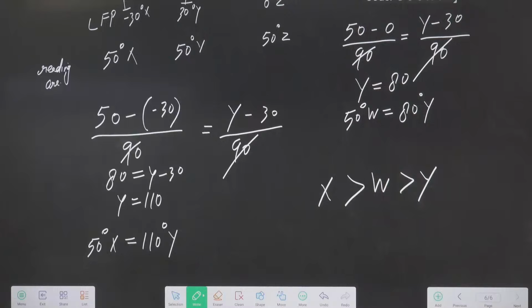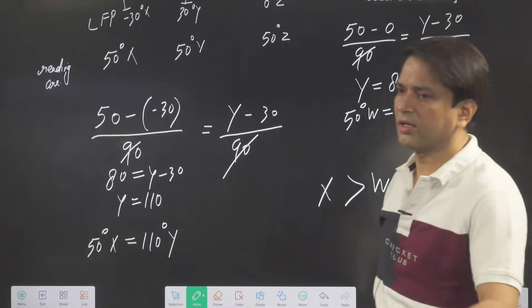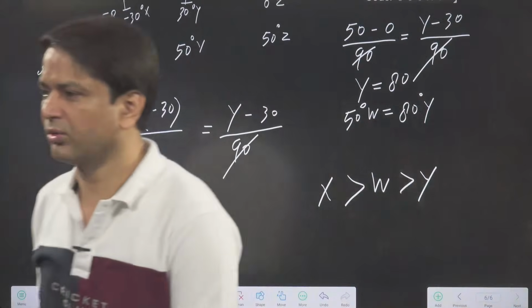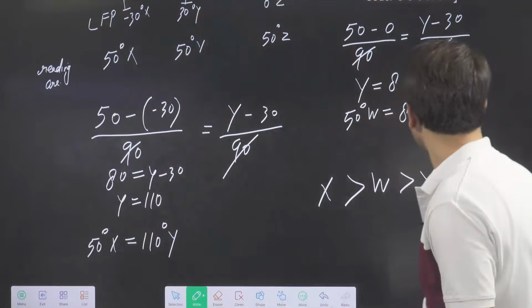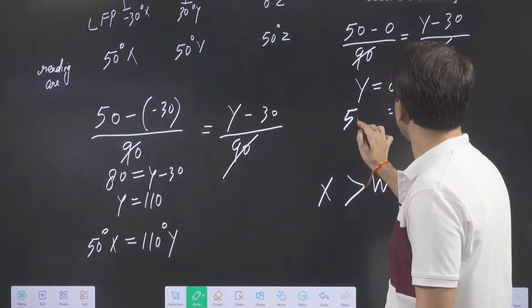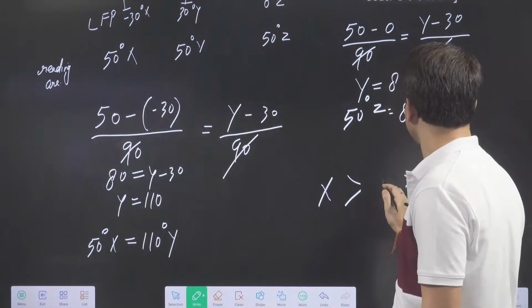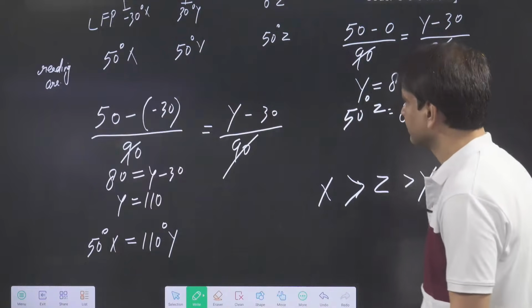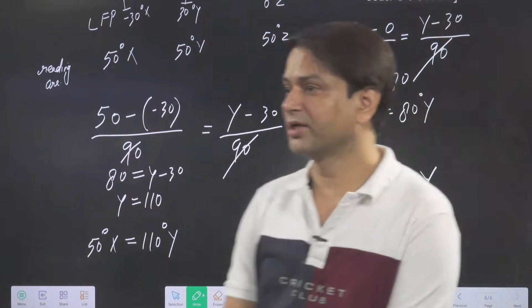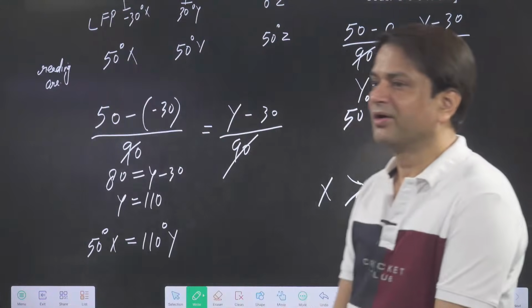Completed? Okay, so when all temperatures are in the same scale, then it is easy for us to compare. Sorry, Z I am writing, 50 degree Z. Somebody was saying W, maybe that's why. Okay, completed?